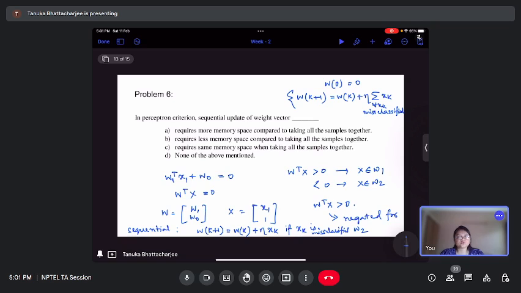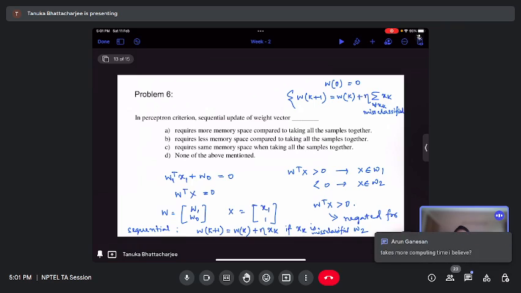The idea of this sequential update is that it helps in reducing the memory usage. When you need only one sample at a time, you don't need to store all the samples, select from them, add them together and get the weight update. You can just load one sample, check it, update your weight vector, and take the next one. So the amount of memory space required is much less.